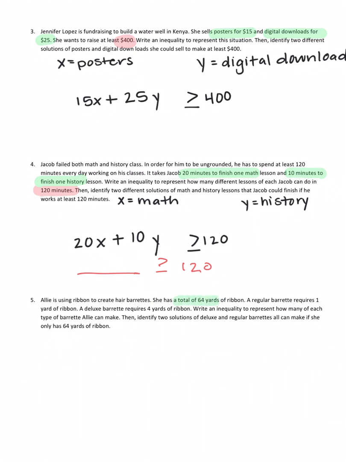A regular barrette requires 1 yard of ribbon, and a deluxe barrette requires 4 yards of ribbon. Okay, so regular barrettes require 1 yard, and a deluxe requires 4 yards. So let's just assign those with an x and a y. And regular came first, so I'm going to say x equals regular, and y equals deluxe.